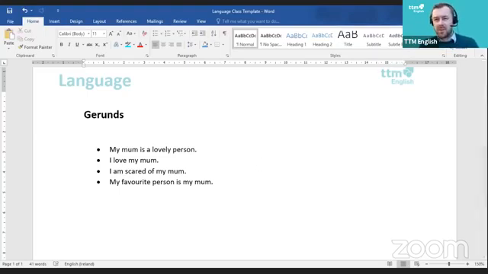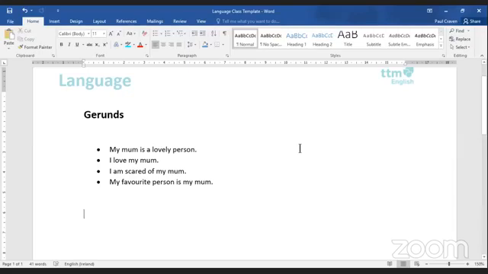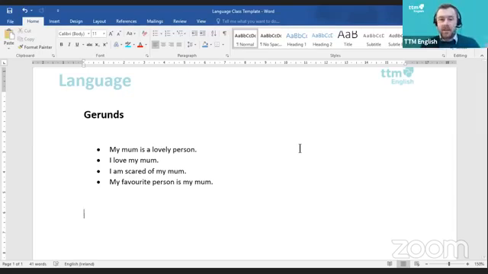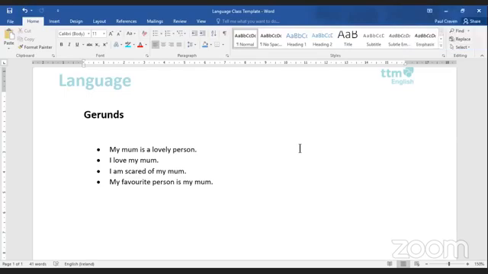If I choose someone, why don't we start with Sonia? Are you there? Yes. Okay, so my mum is a lovely person. Let's break it down and go to the basics of English grammar again. What do you recognize in this sentence? What grammatical things can you see? Subjects, objects, verbs, nouns? My mum is the subject, is the verb.